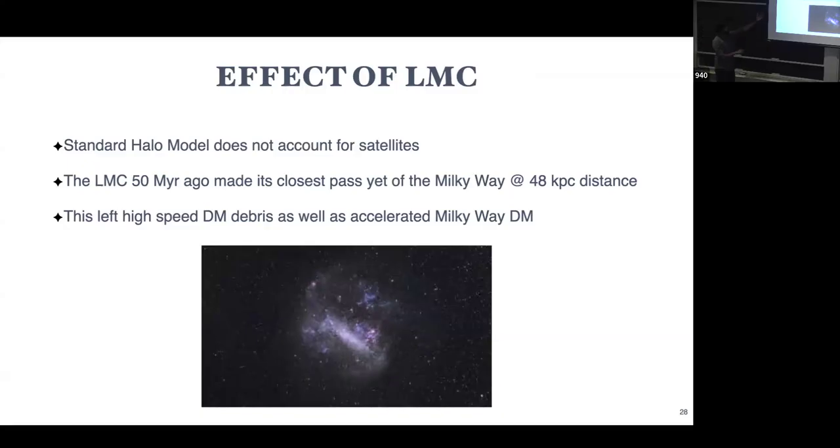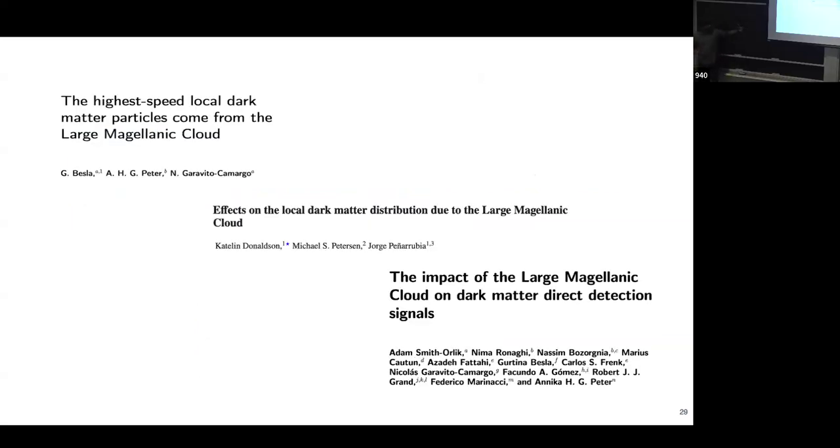For example, it's well known that the LMC, around 50 megayears ago, made its closest pass yet of the Milky Way at around 50 kiloparsec or so. And this left high-speed dark matter debris, as well as accelerated it. It tugged at the Milky Way dark matter, and it's come under a lot of scrutiny. There are many collaborations trying to look at this phenomenon and understand what the dark matter velocity will be because of a collision like this.